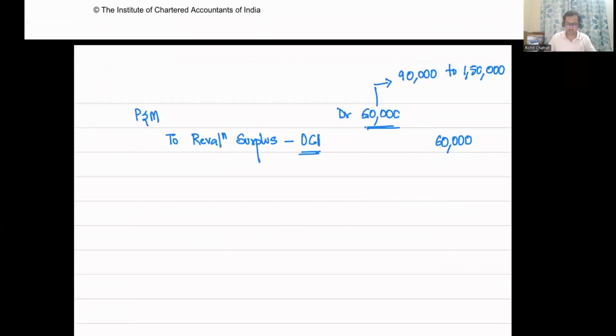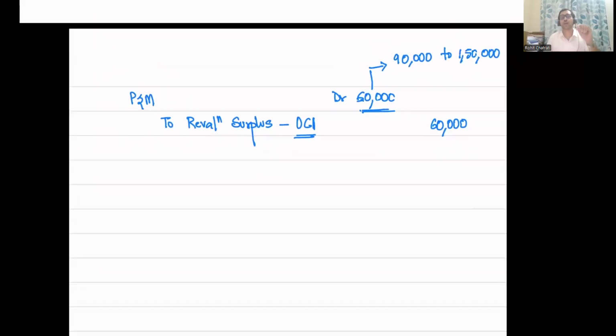Now, obviously, after revaluation, in my books of accounts the plant and machinery is not going to appear at 90,000 anymore. It's going to appear at 1,50,000. After revaluation, the plant and machinery on my balance sheet will be appearing at 1,50,000.